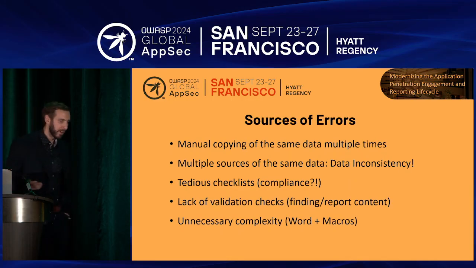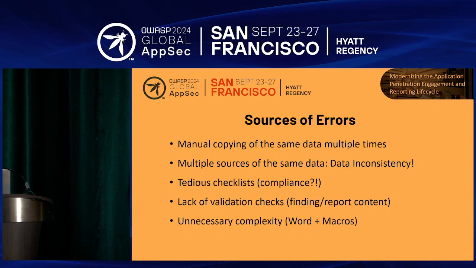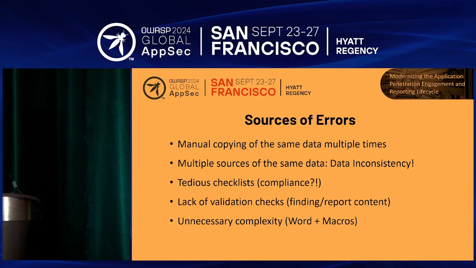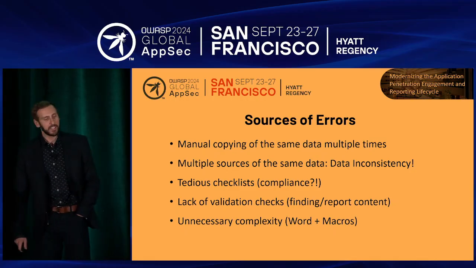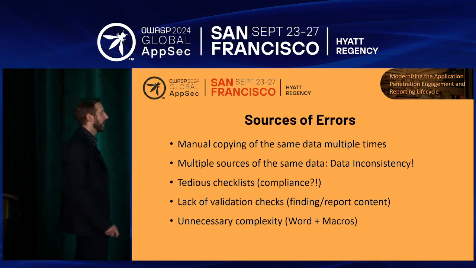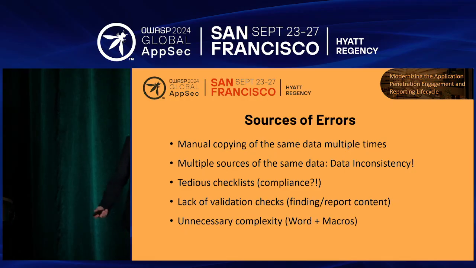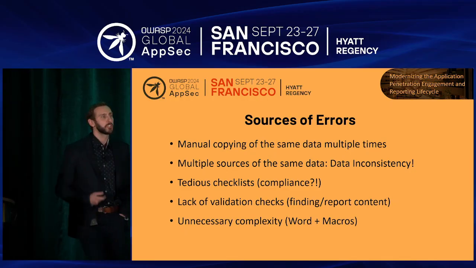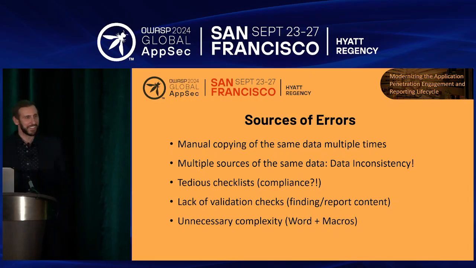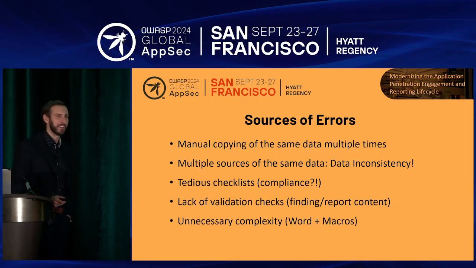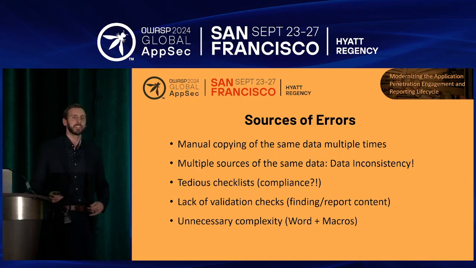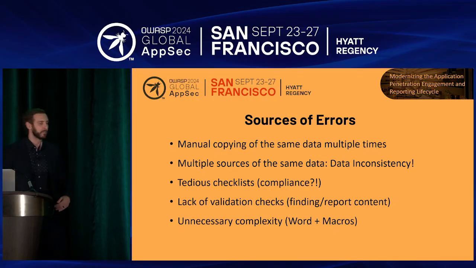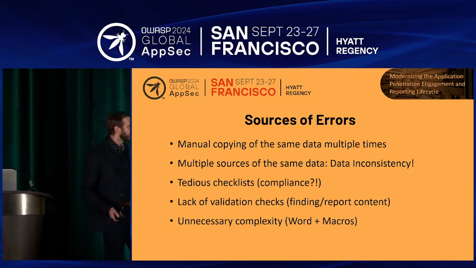And there are more sources of error. So I mentioned manual copying, multiple sources of the same data, right? This can lead to data inconsistency problems. You have different sources of truth. The tedious checklists, not only do they take effort, but they also result in compliance issues. I just told you I don't comply with my own checklists because I find them tedious, because I've written most of them, and I know the content in there. Does it lead to errors? Maybe, but at the very least, if people aren't complying, it leads to gaps in the information that's being stored, even if that information is ultimately archived anyways.